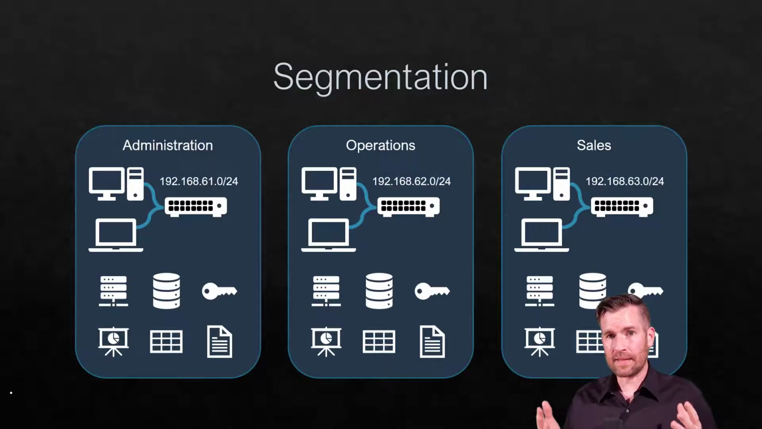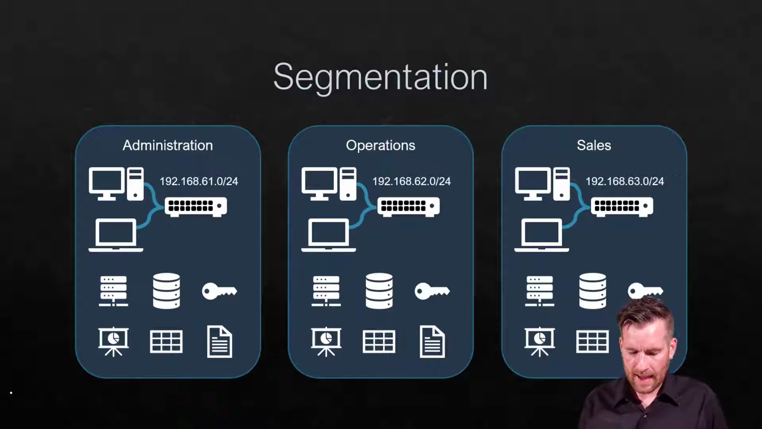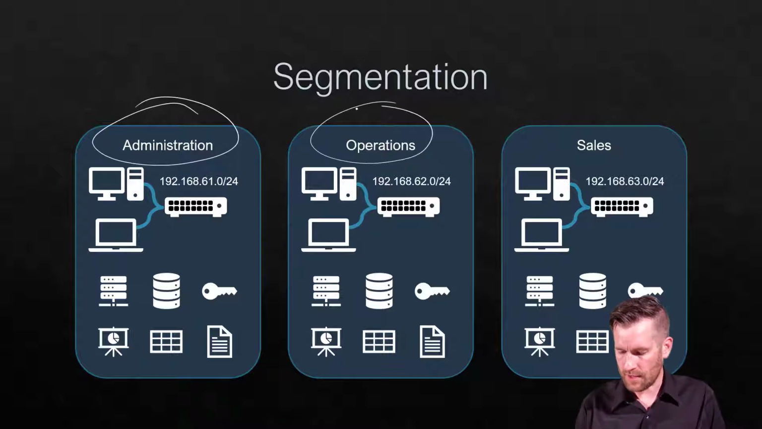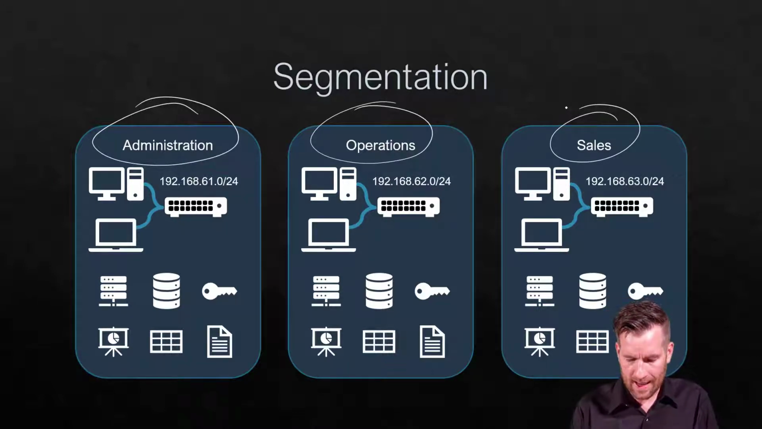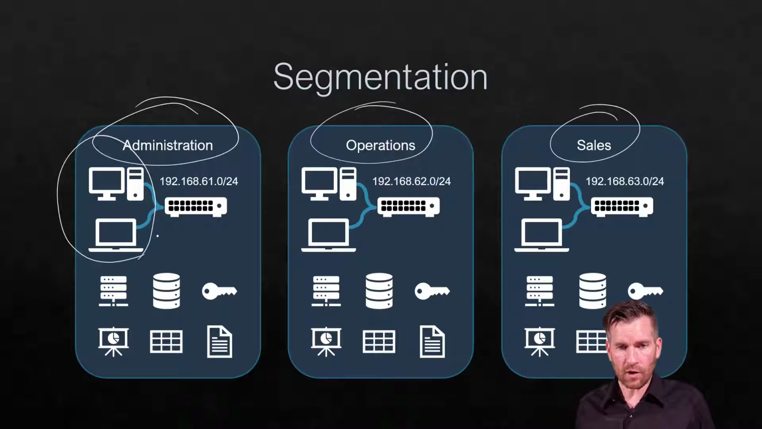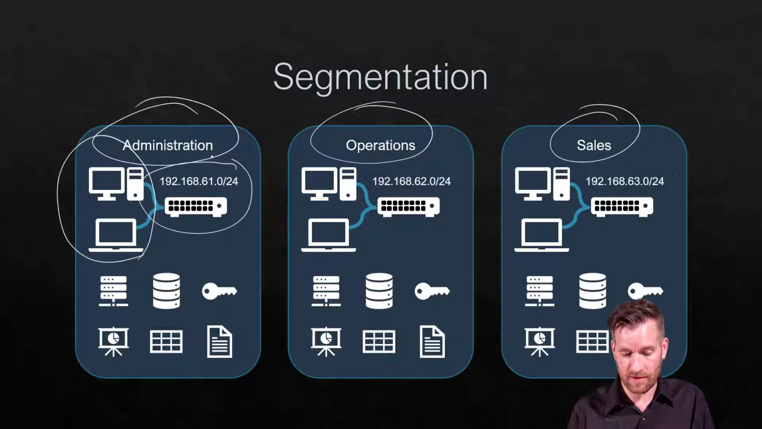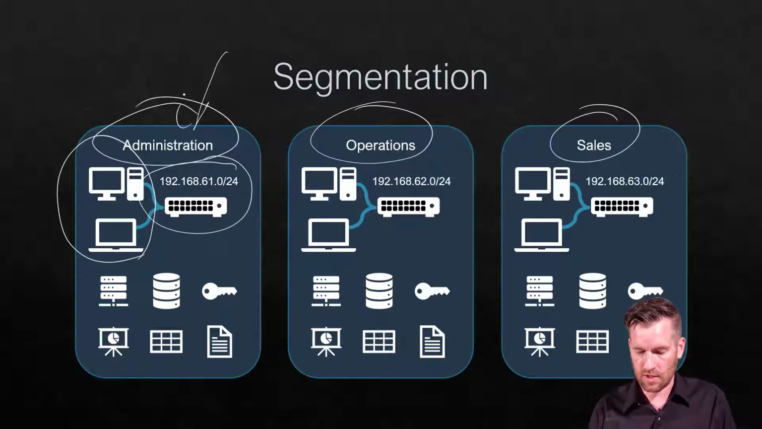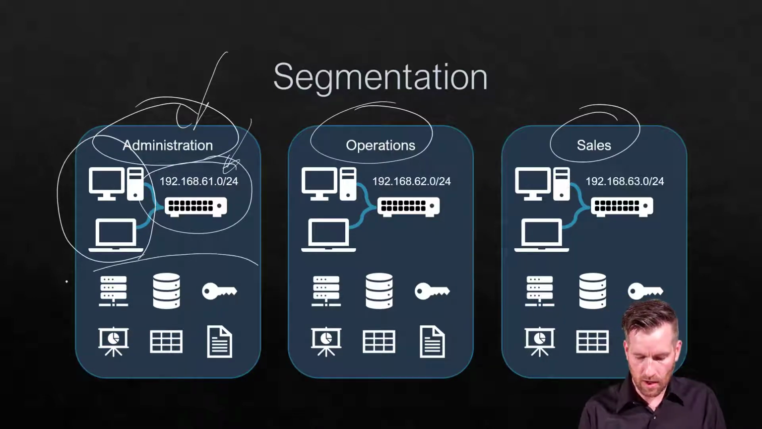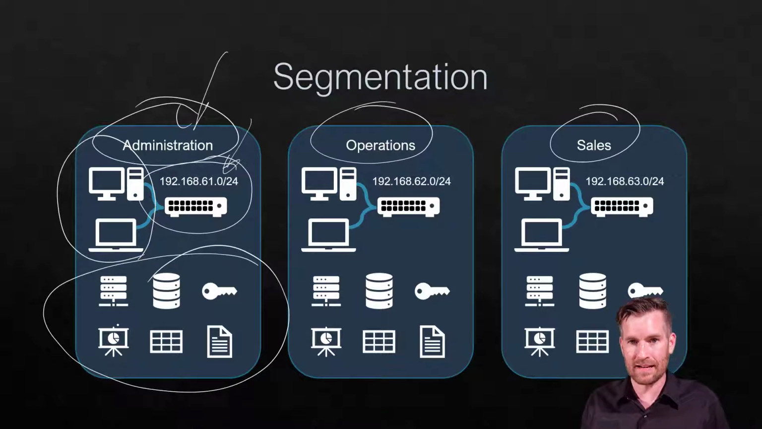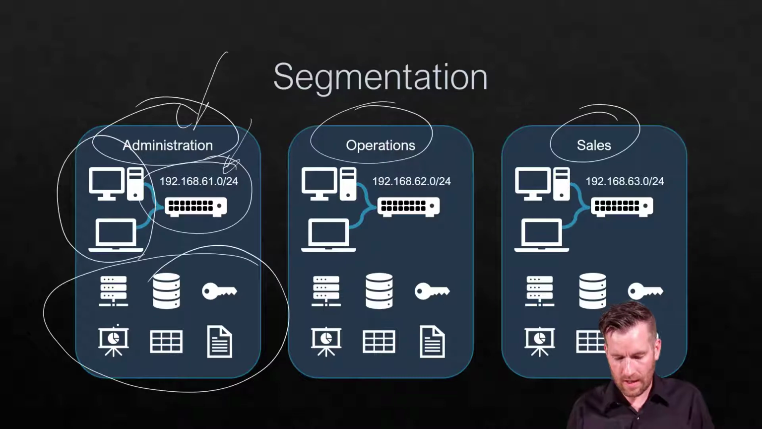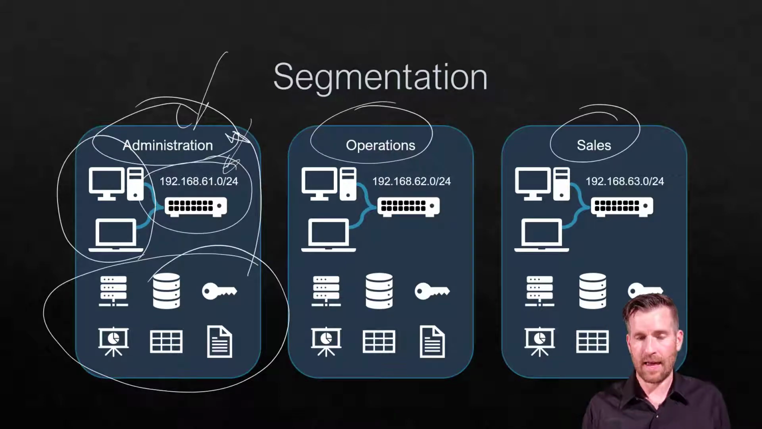Similarly, we want to do the same thing with our network resources. So here I have administration, I've got operations, I've got sales. These are the different departments within this business. And each one has its own set of compute power here. So we've got some laptops and desktops associated with it. We also have a specific switch that's associated with the administration network. It has its own network that's tied to it, and it's got its own resources that are tied to it. Its own set of documents, its own set of access keys, its own set of databases, its own set of servers. So it is associated all with this administration group.